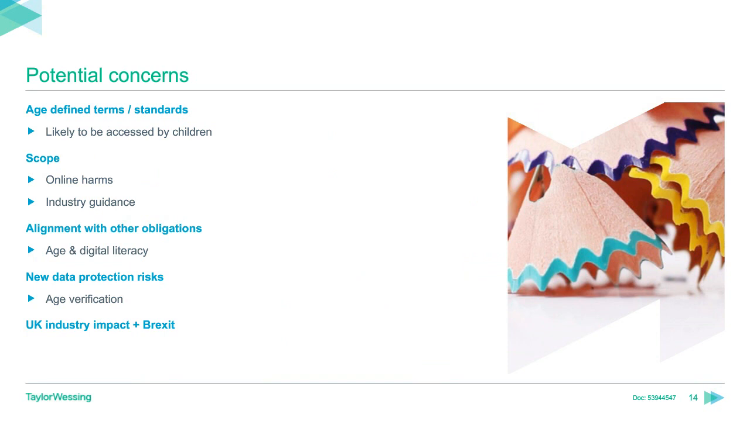The first is looking at age-defined terms or standards. The code looks at services likely to be accessed by children or likely to be accessed by under 18s, so there's some inconsistency of language. It's also potentially not aligned with other established terms like offering services to data subjects or directly offering to children, so that's something to be aware of.